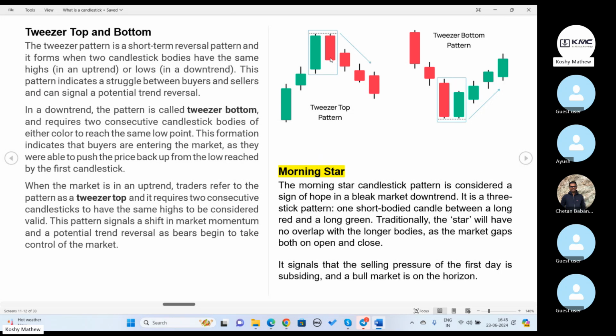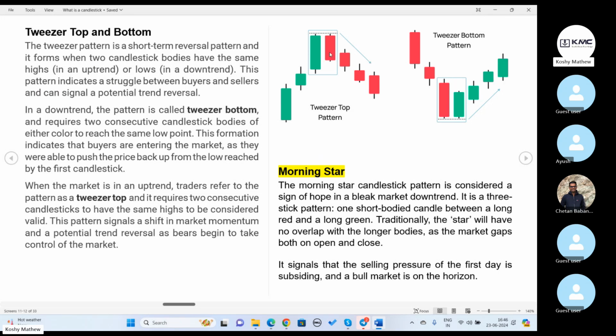That means that was a resistance. Every stock or every derivative will have a support and a resistance. So the market went up, that's where the resistance was placed, so immediately the market turned back from the same place. That is called the tweezer top pattern. Both are tweezer bottom and tweezer top. First, what I'm telling you right now is tweezer top.